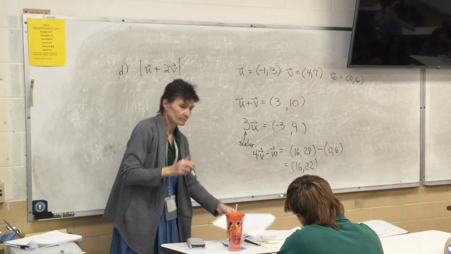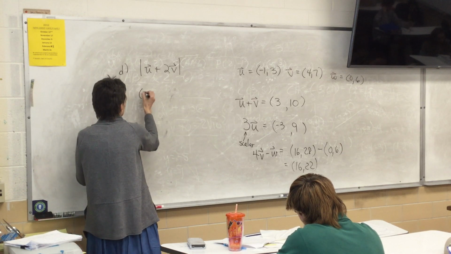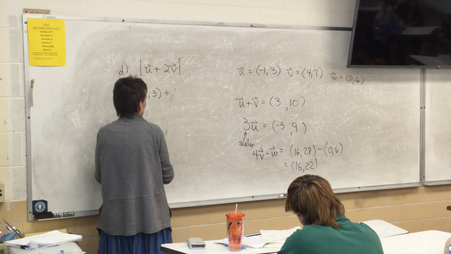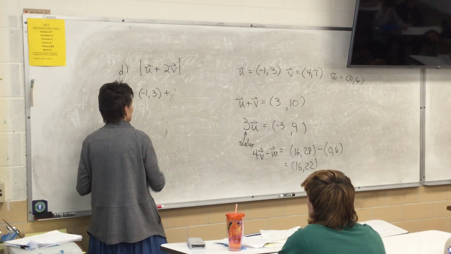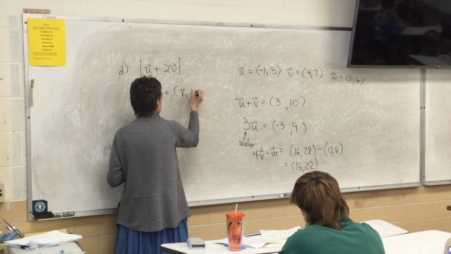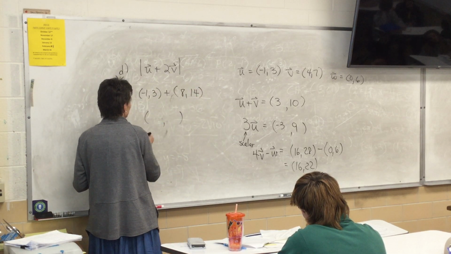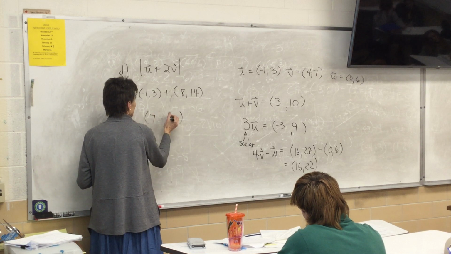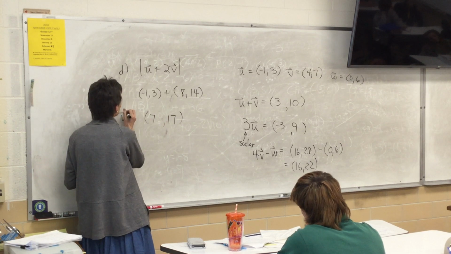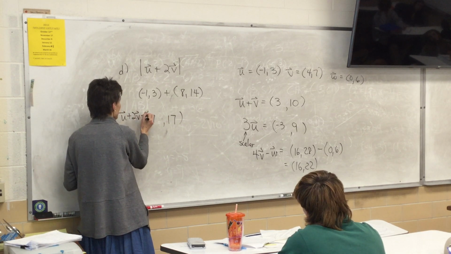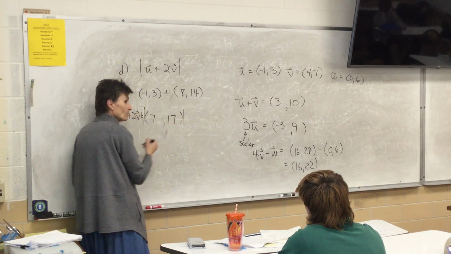All right, got a couple steps here to do. So we're going to take u, which is <-1, 3>, and we're going to add it to 2v, which is <8, 14>. So we're going to add these, and what do we get when we add them? <7, 17>. So this is u plus 2v right here. But I want its magnitude. So how do we do that again?